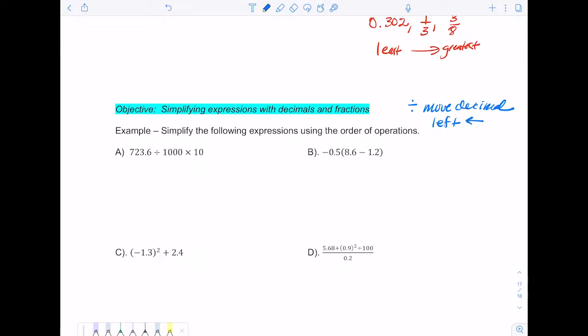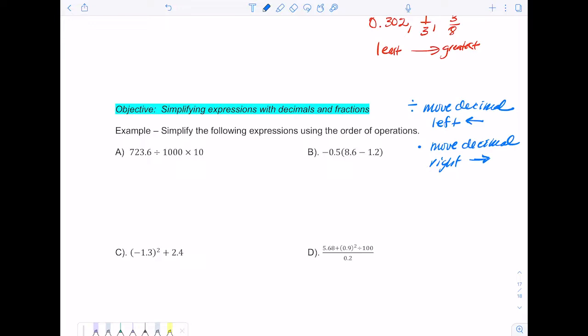So you're going to move it back. And this is for powers of 10. Anytime you multiply, you're going to move the decimal to the right. Okay, again, it's multiplying powers of 10. So when I say powers of 10, I mean like 1,000, because 10 to the third power is 1,000. Or even the number 10, 10 to the first is 10.